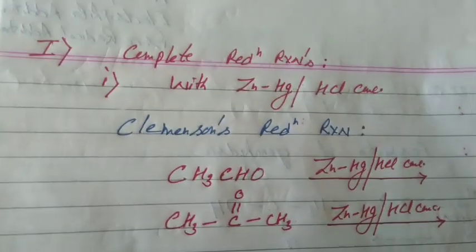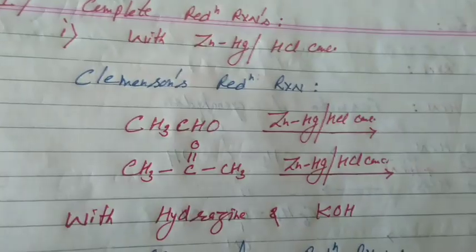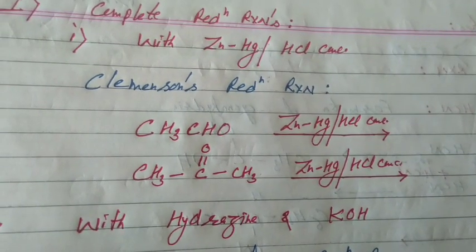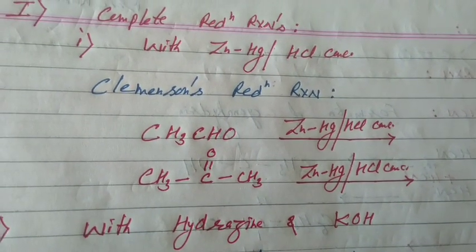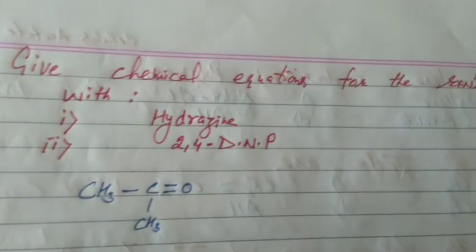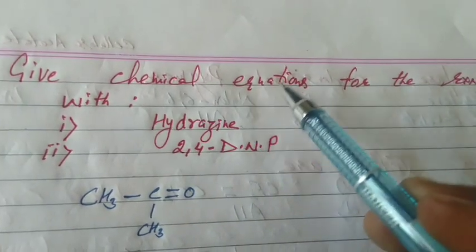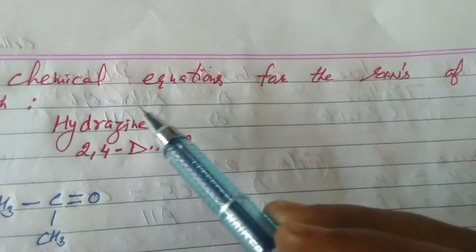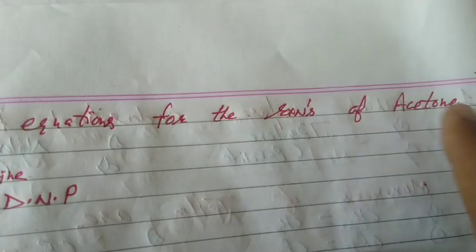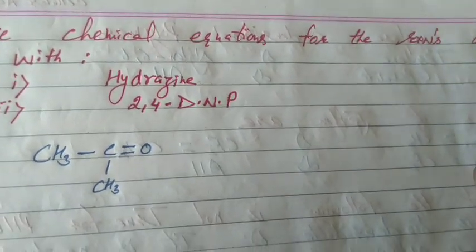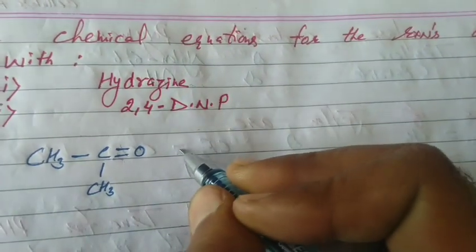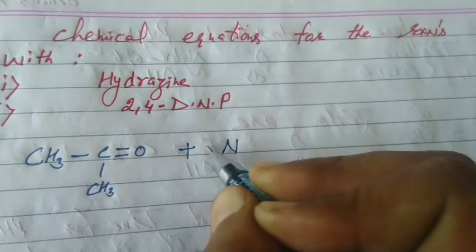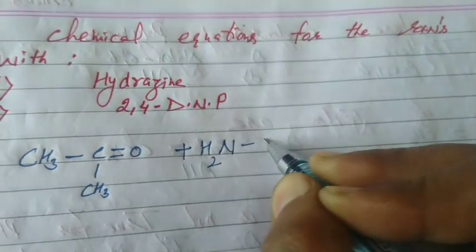Students, after this, next is reduction reactions. Reduction means higher functional group reduced to lower functional group. We will discuss these reactions. Before this, at first there are some questions in NCERT. Give chemical equations for the reactions of acetone, that is propanone, with number 1, hydrazine. I'm sure you know the formula of hydrazine now. Hydrazine is N2H4, that is NH2NH2.